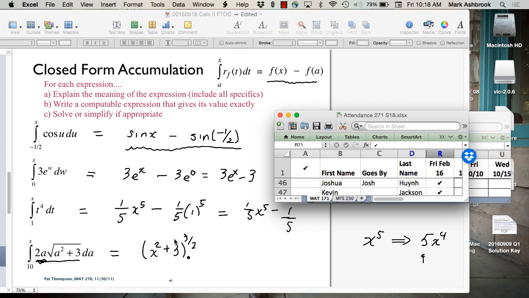Does the derivative of this now equal exactly the rate function we started with? Because if we took the derivative of this, we'd have 3/2 times this to the 1/2 times 2x. So how do we adjust it? You see that a 2/3 is going to make its derivative be exactly what we started with. So that's harder, but that's what we're going to start practicing.